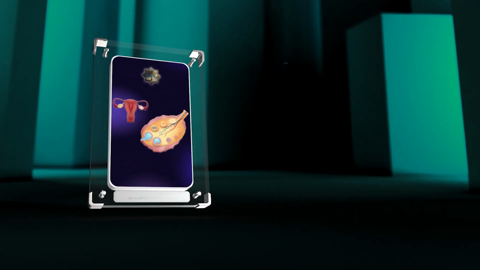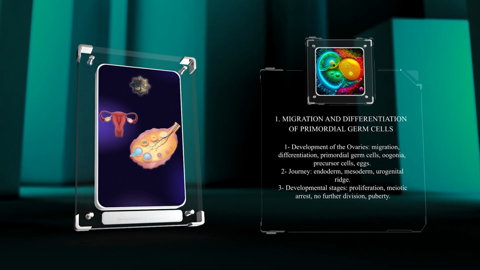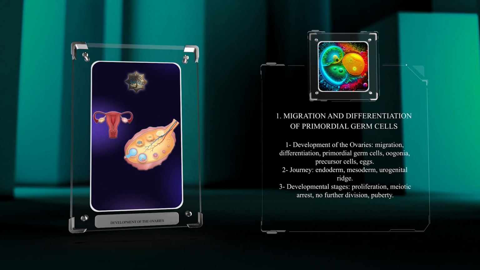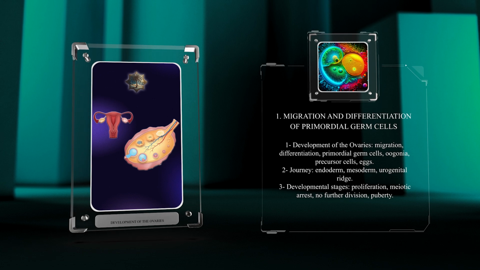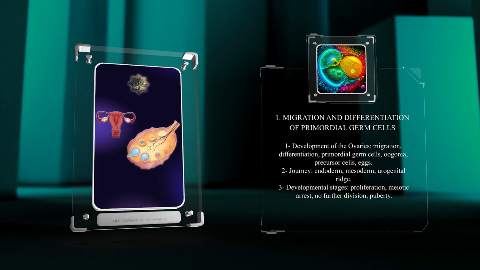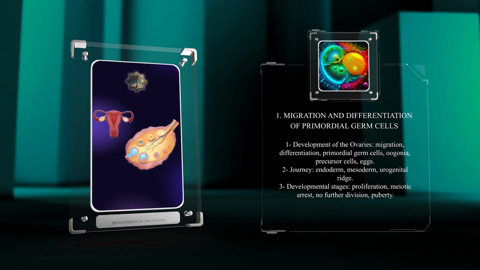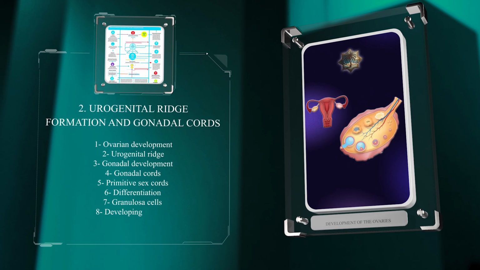Let's begin. In a video about the development of the ovaries, we explore the migration and differentiation of primordial germ cells into oogonia, the precursor cells for eggs. We observe their journey from the endoderm and mesoderm, guided by chemotactic cues, towards the urogenital ridge. Upon reaching the ridge, the oogonia undergo distinct developmental stages, including proliferation and eventual meiotic arrest, which ensures no further division until puberty.